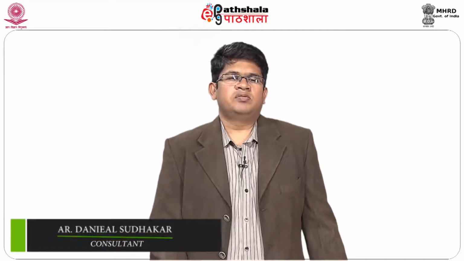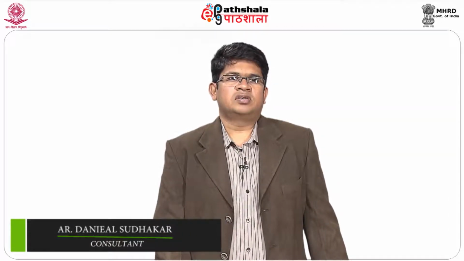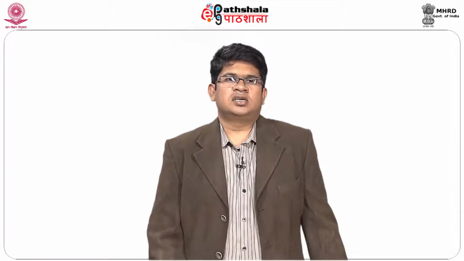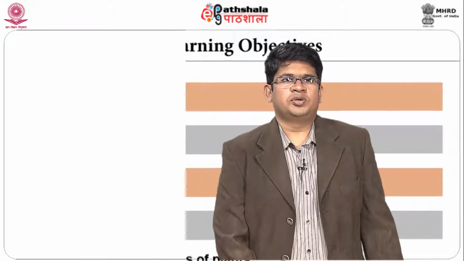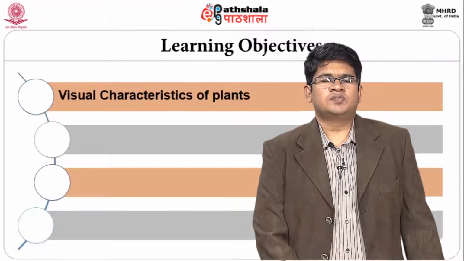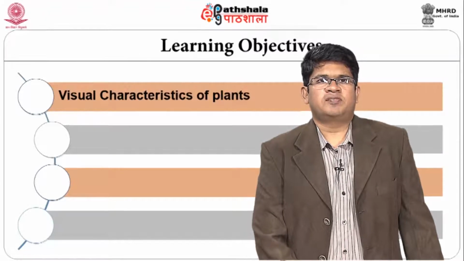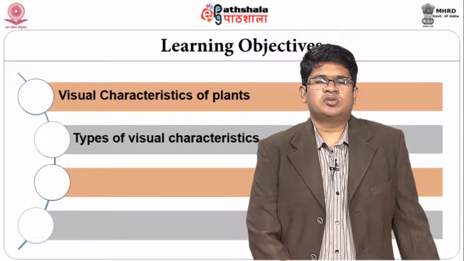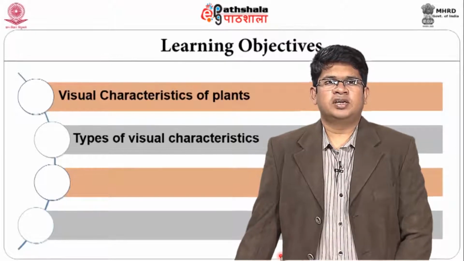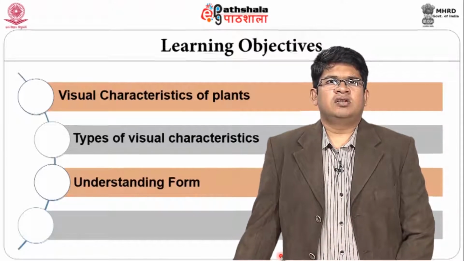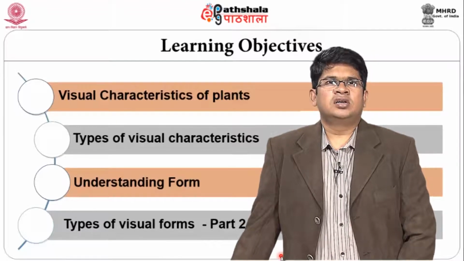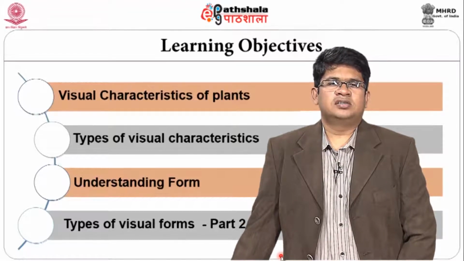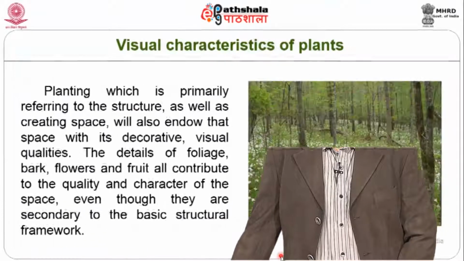In the second module, we will be looking at further visual characteristics of plants with respect to the forms, and we will see more forms in this particular second module. So, we will again see a small introduction about the visual characteristics of plants. We will see the types of visual characteristics that are there, then understand forms, and further look at what other forms we can see in the plants themselves.